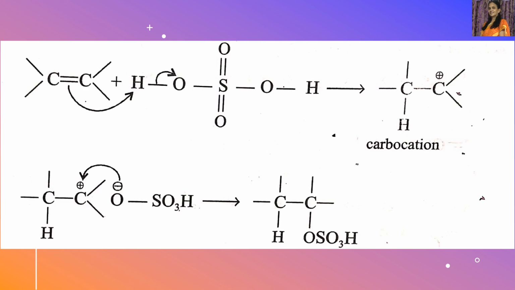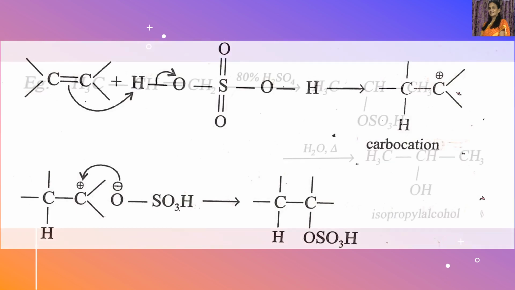Now, in the next step, with this carbocation, the nucleophilic part of the reagent, that is the bisulfate ion, attacks the positively charged carbon, the carbocation. Then what happens? We get the final product, that is the sulfuric acid ester of alkanes, obtained as an addition product.